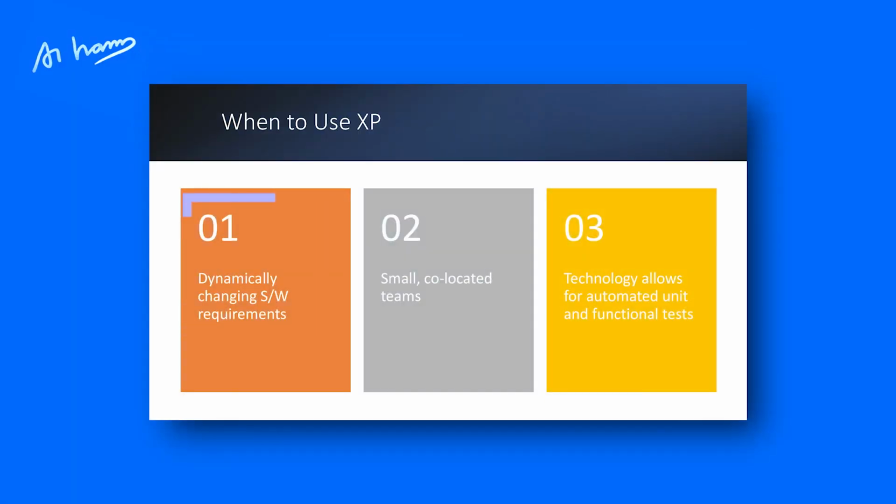Okay, next. When to use XP? We use XP when there's a dynamically changing environment of software requirements. Complex, cohesive, uncertainty, empirical, inspect, adapt: when all this is needed, we use XP. Then we have small and co-located teams, then also we use XP. Then when technology allows for automated unit and functional test cases to be run, then also we use XP. So these are the times when we are going to use XP.